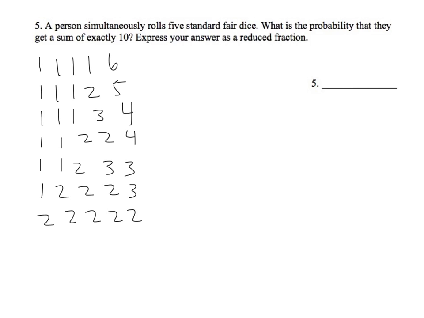Now I need to consider the different orderings. So looking at my first option, when I have 4 1s and a 6, let's say that I place those 4 1s and then I place the 6. The 6 has 5 places that it can go, so there are 5 ways that this can look. In other words, I can have 1 1 1 1 6, I can have 1 1 1 6 1, etc. There's 5 of those.